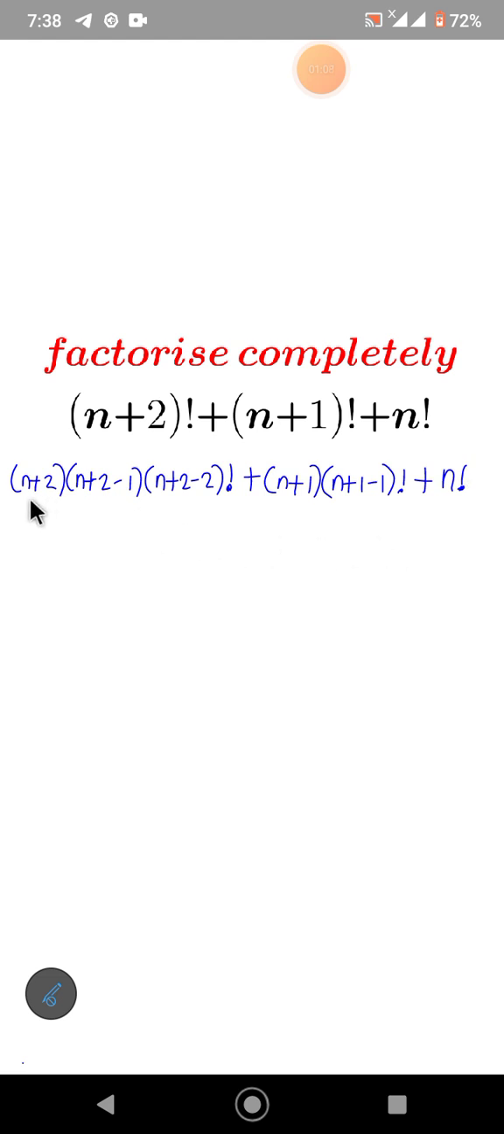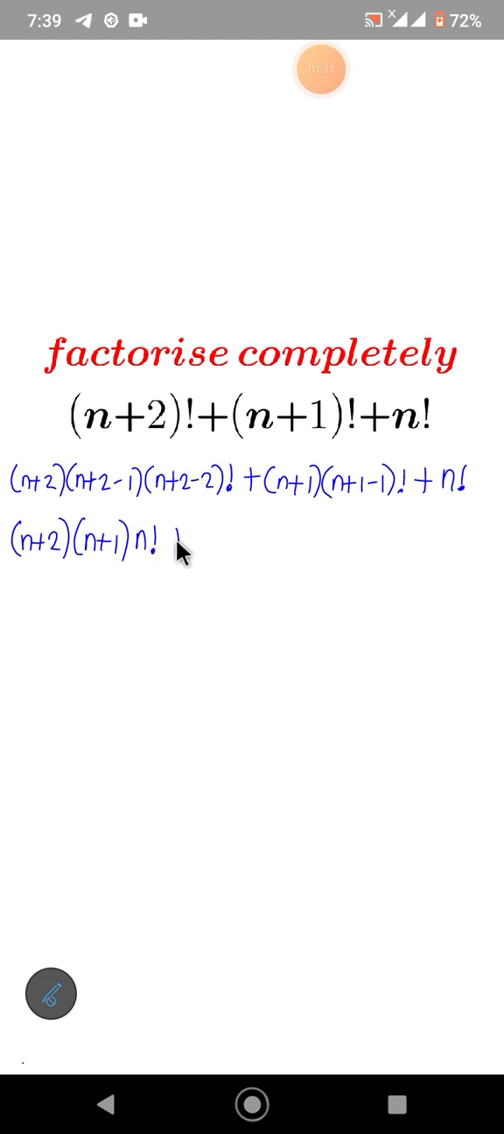Now our next step will be to write this. Here is n plus 2, then open bracket again, n. So n, then 2 minus 1 is 1. So here will be n plus 1. Close our bracket. Then open bracket. No need of opening any bracket again because 2 minus 2 is 0. So here will become n factorial.